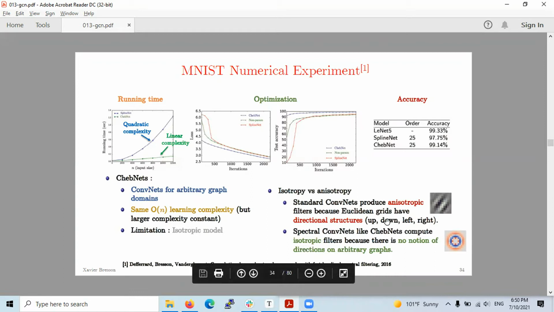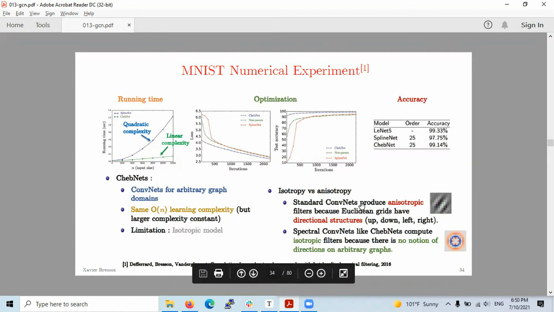But here in the graph convolution, spectral convolution networks like ChebNets, the filters are isotropic. That is because there is no notion of direction. Because in an image, as we have seen before, you can define that this is the left side of the image, or this is the right side, this is the bottom side, or the left bottom of the image.